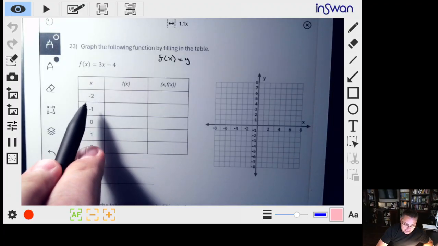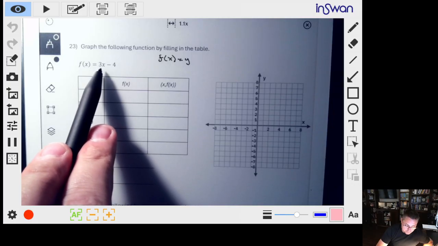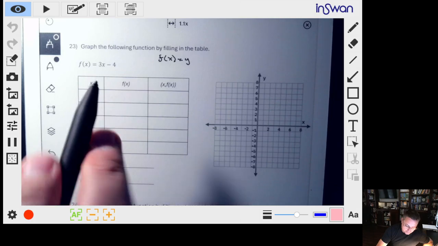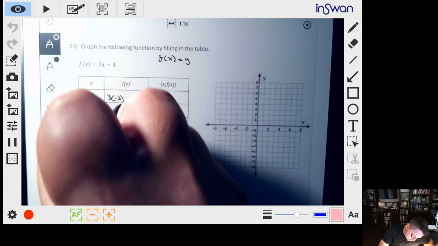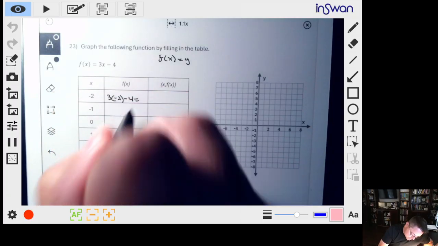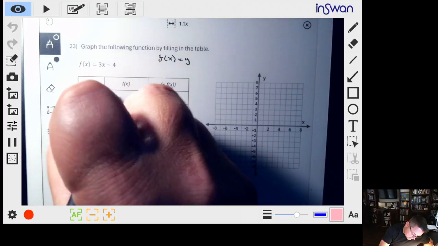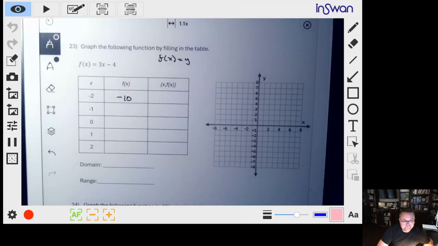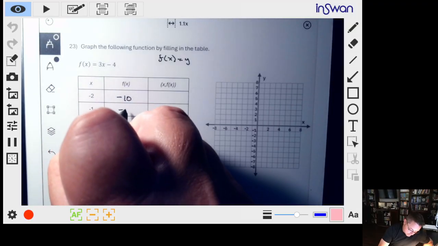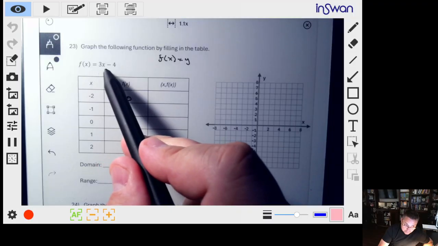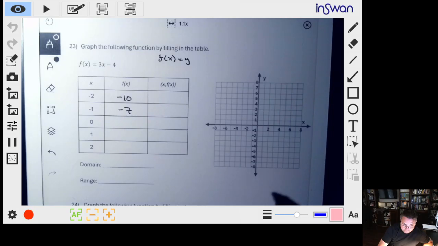So what we're going to do is take these values and plug them in. So we've got negative 2 times 3, that'll be negative 6. So I'll write that down. It'll be 3 times a negative 2 minus 4 is equal to, so negative 6 minus 4, that'll be equal to a negative 10. Plug a negative 1 in here, and you're going to get out a negative 7, because 3 times negative 1 is negative 3, minus 4 is negative 7.